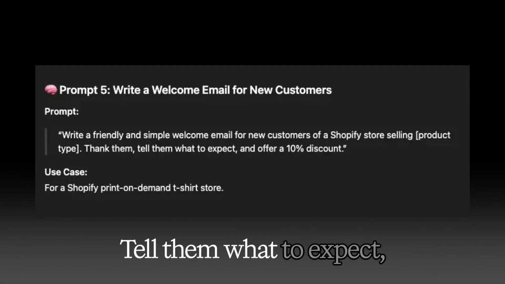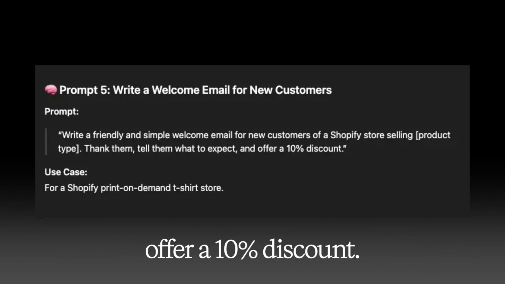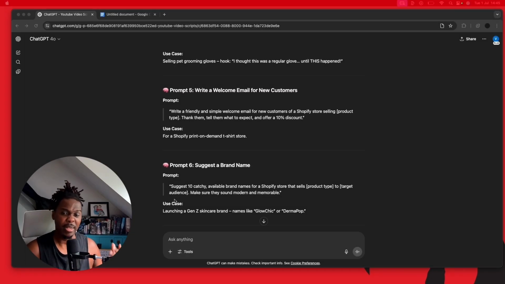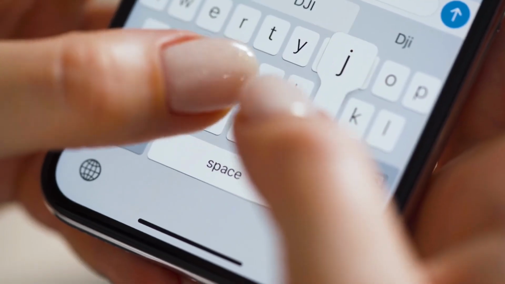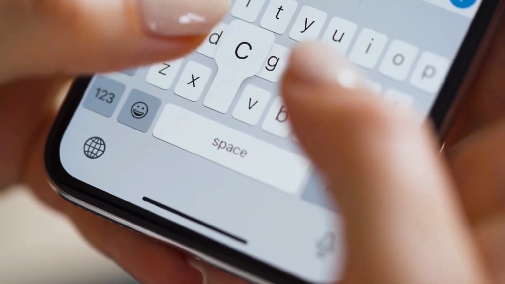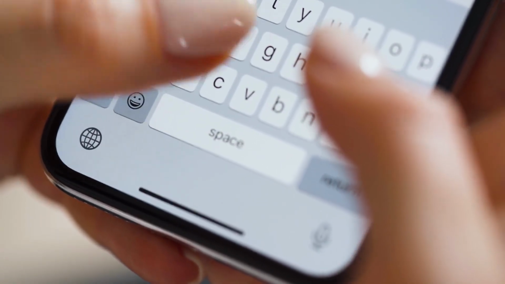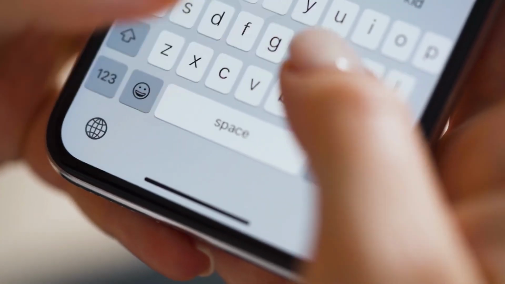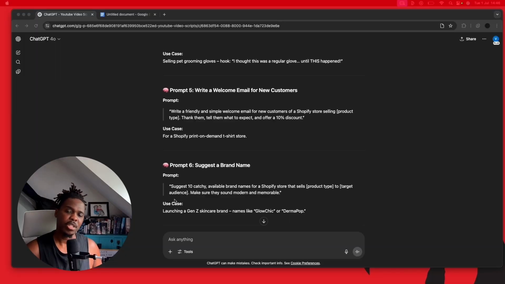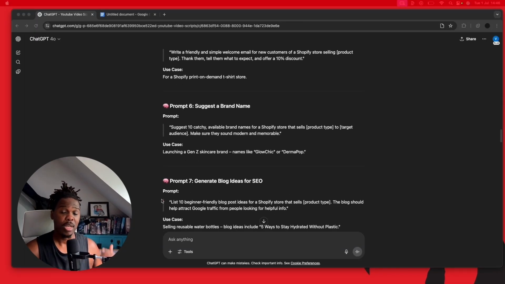Thank them, tell them what to expect, offer a 10% discount. Example, Shopify print on demand t-shirt store. If people are purchasing from your store, chances are they are going to enter your email. So that first initial email, that welcome email, is obviously your first impression and you want to get that right. This is a good start to making sure that goes as intended.